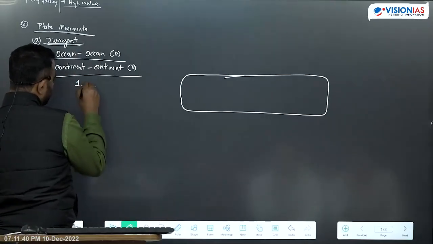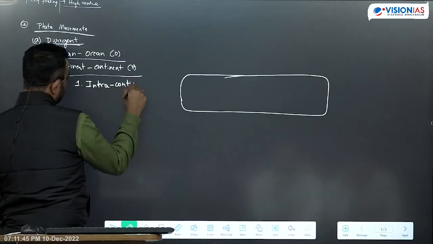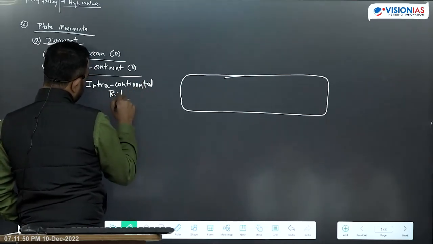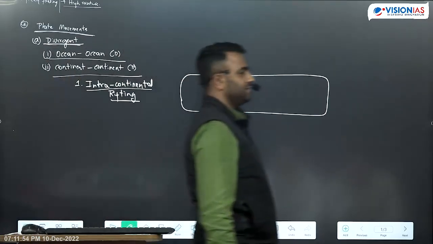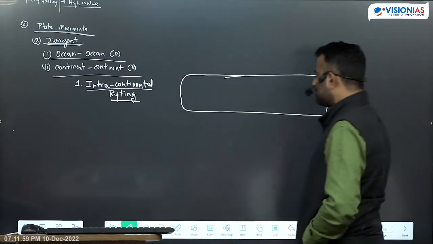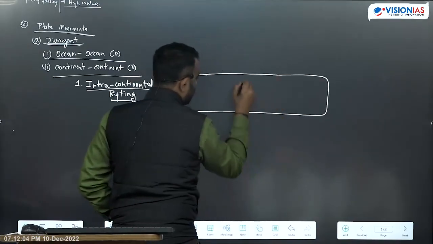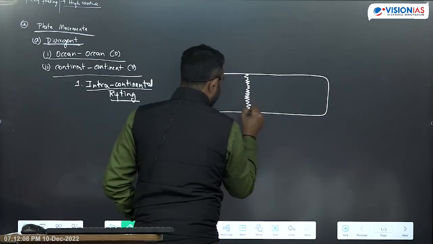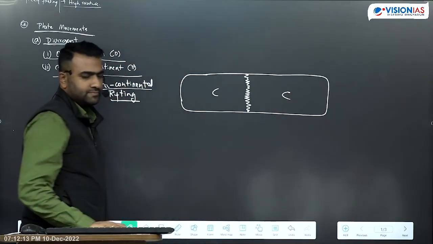Number 1, intracontinental rifting. This is the first stage of any continent-continent divergence. It begins with a single continent getting cracked to form 2 continental margins.